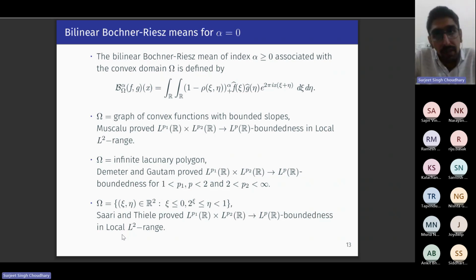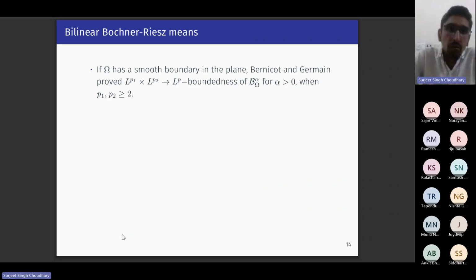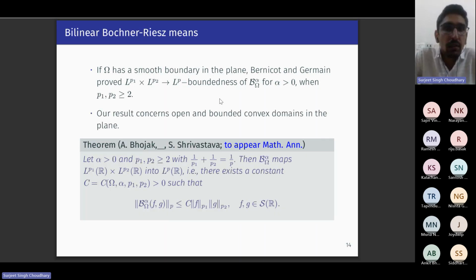And when alpha is bigger than 0, for domains with smooth boundary in the plane, Bernicot and Germain obtained Lp boundedness for p1, p2 bigger than or equal to 2 and alpha bigger than 0. Our result is basically an extension of this result. We obtain Lp boundedness for alpha bigger than 0 for open and convex domains in the plane, and we obtain the boundedness in the region p1, p2 bigger than or equal to 2.